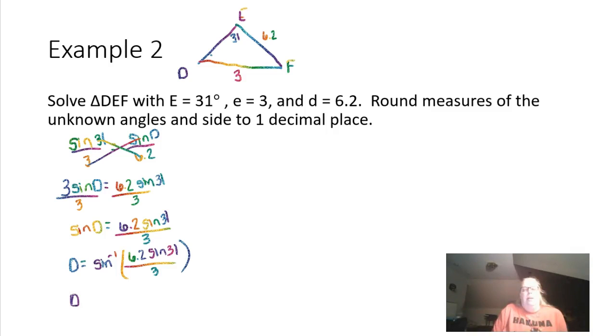Now, let's put that in our calculator and see what we get. My calculator is giving me an error. It says domain error. What that means is no triangle exists here.